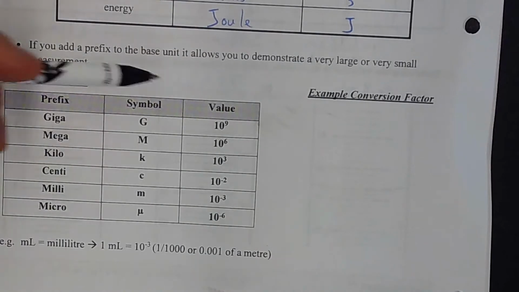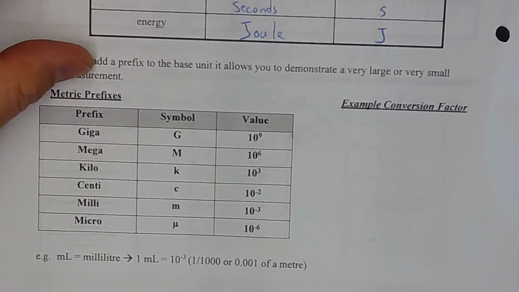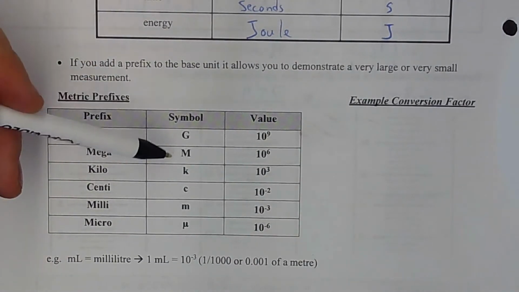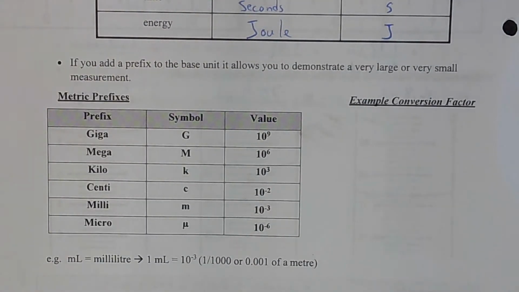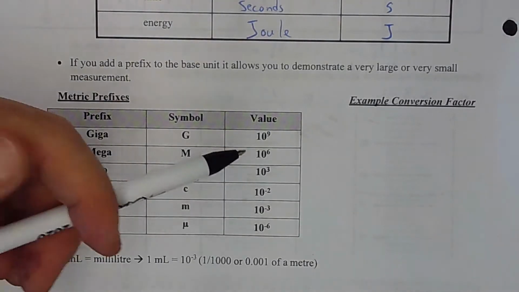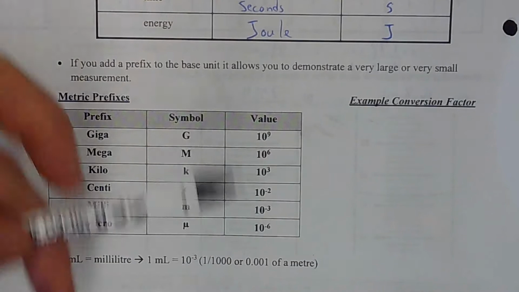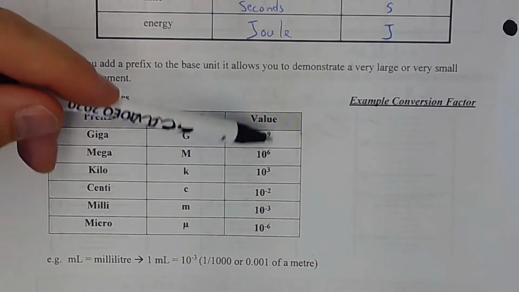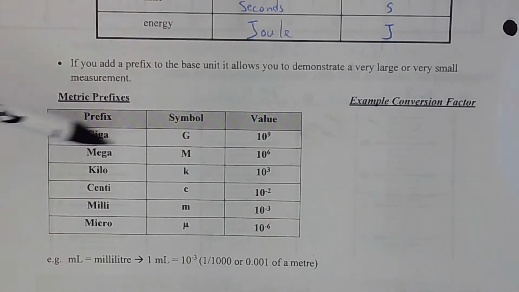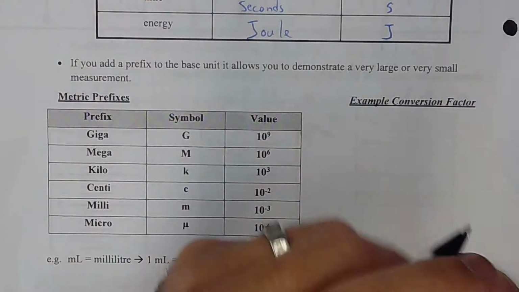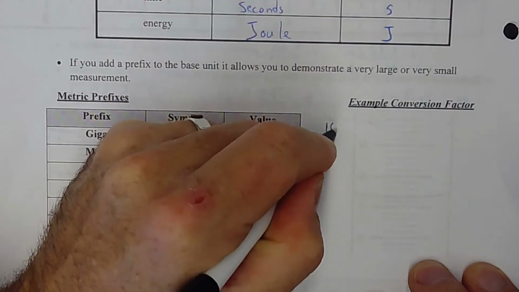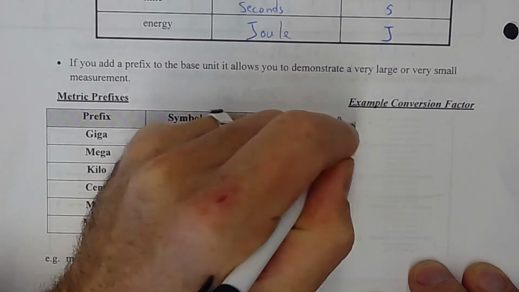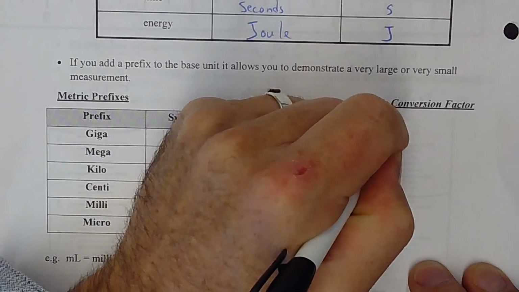If you add a prefix to a unit, it allows us to demonstrate very large or very small measurements. So we have all these ones. These 6 are ones that we need to memorize. The values are always compared to the base unit. So when we're doing these calculations, always convert back to the base unit. So basically, a giga. You've heard of gigabytes, of course. Symbol is a G, and it's 10 to the 9. So 1 gigameter is 10 to the 9 meters. I can write it both ways. So 10 to the 9 meters is equal to 1 gigameter.